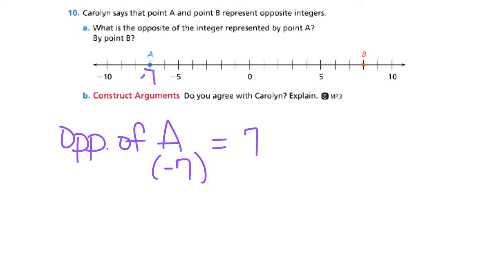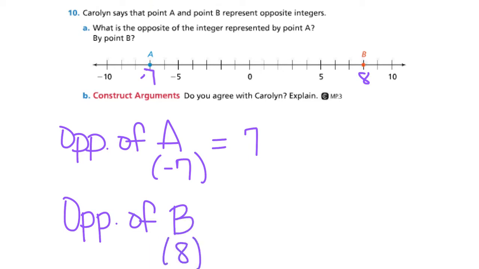Well, let's look at B. B is located at 8. So the opposite of B, which is the number 8, is equal to -8. So do we agree with Carolyn? No. Carolyn is incorrect because A and B have different absolute values.